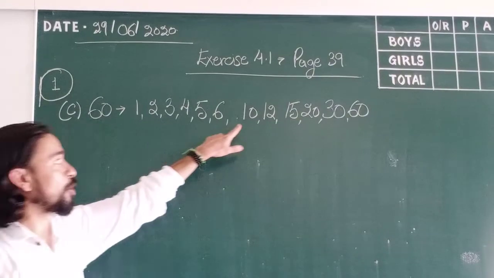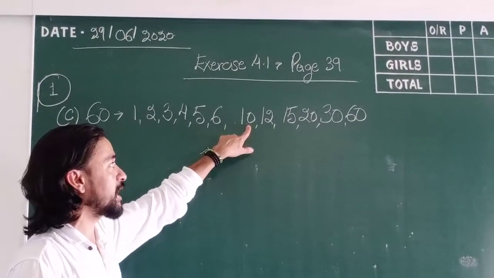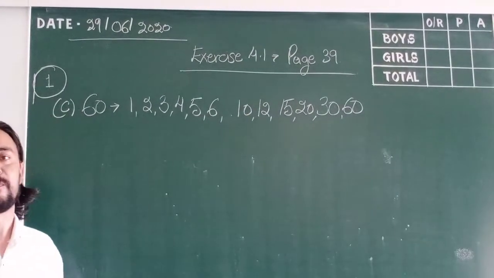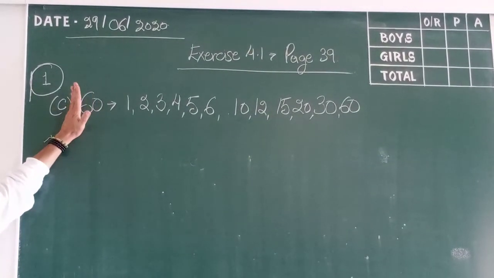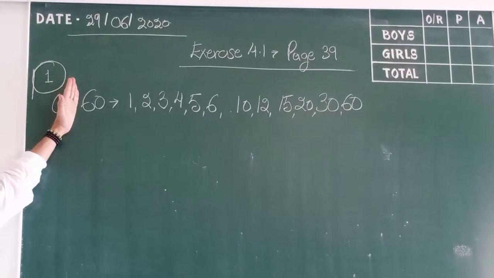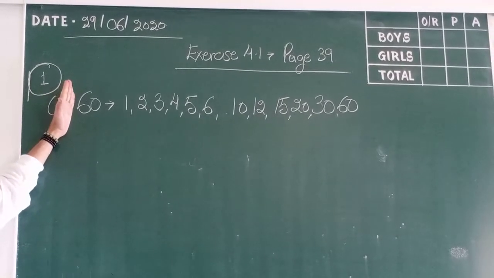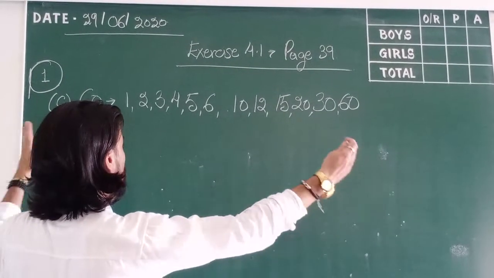10. 10 is already there. The moment you go to the next number which is already there, you stop. And there you have all your factors of that particular number. This is exactly how it has to be done. You will start from the extremes and move to the center.